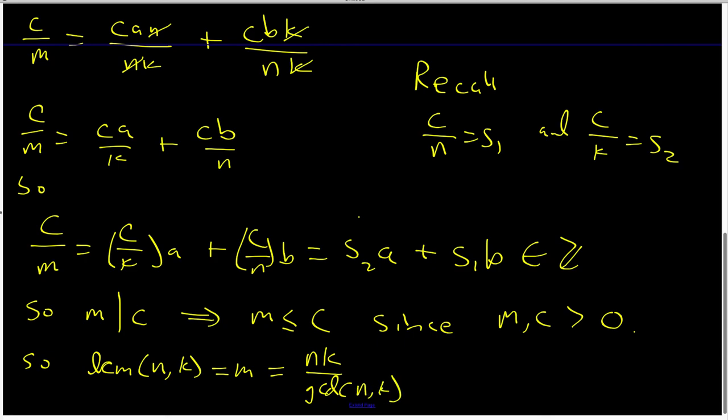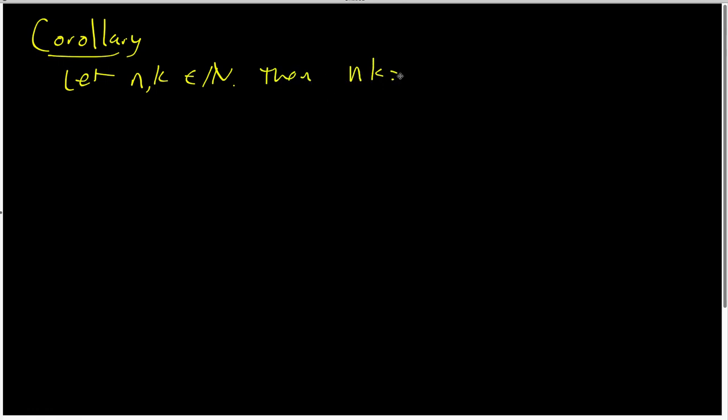Well, I want to tie this video up with one last fact, which is a direct corollary of the theorem that we've just shown. So, a corollary. Let n and k be natural numbers. Then n times k is just the GCD times the LCM. And the proof of the corollary is a one-liner.